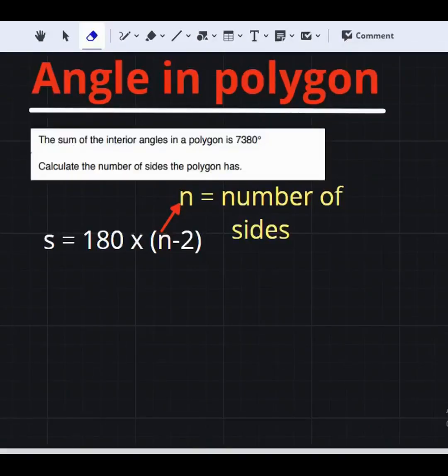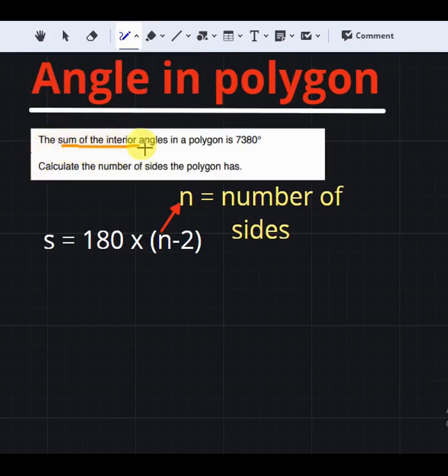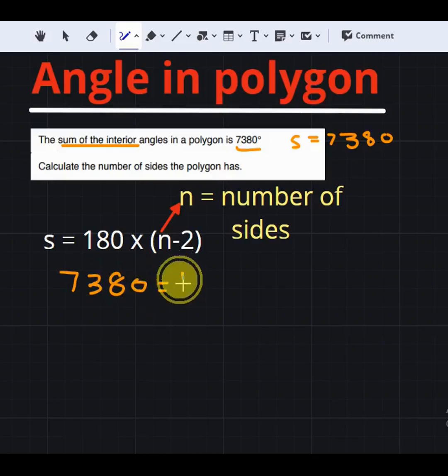Now I will explain how to find the number of sides when the sum of interior angles is given. If you look at this example, he's saying the sum of the interior angles in a polygon is equal to 7380. So it means that the value of s is equal to 7380. Now I'm using the formula s is equal to 180 times (n minus 2). n is the number of sides and s is the sum of interior angles. So now I just substitute 7380 in place of s.